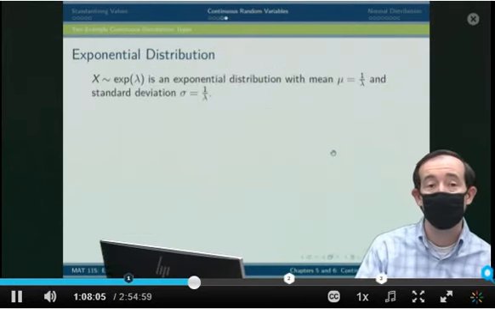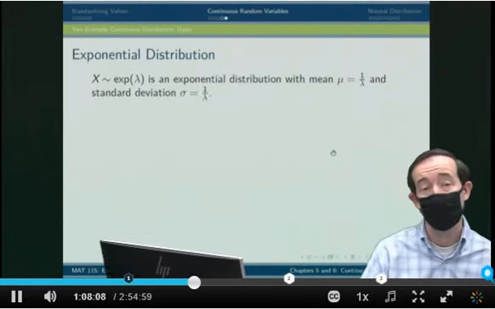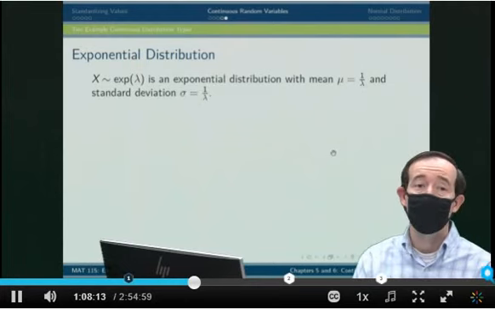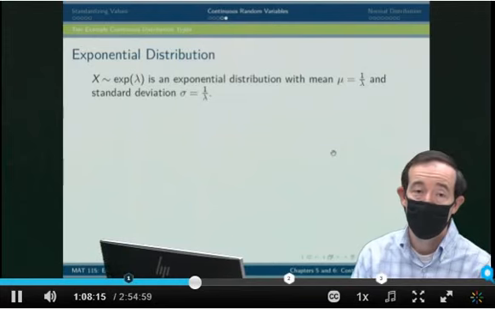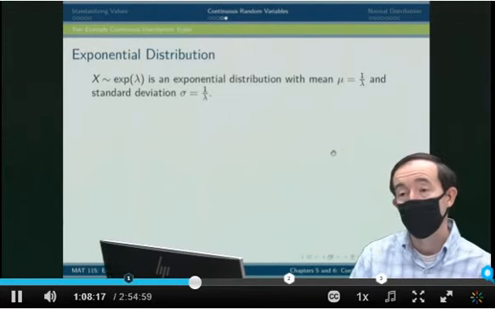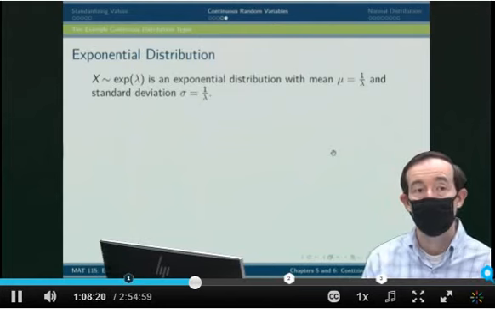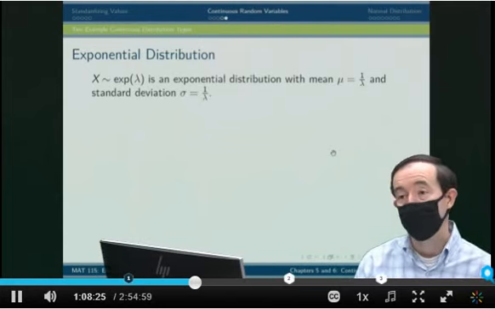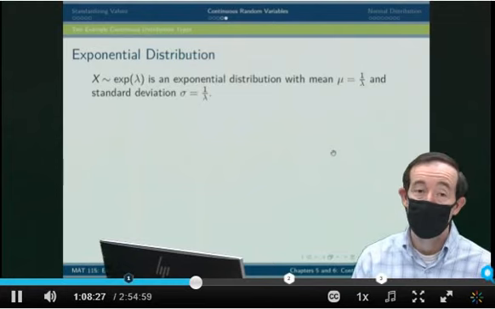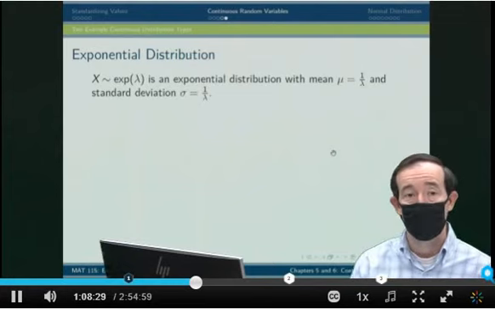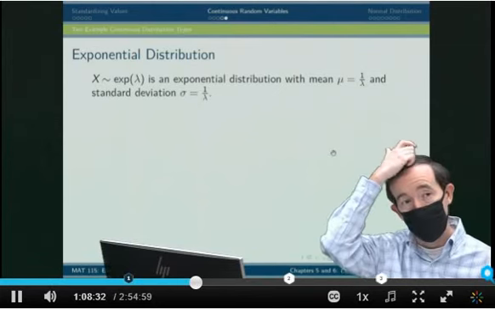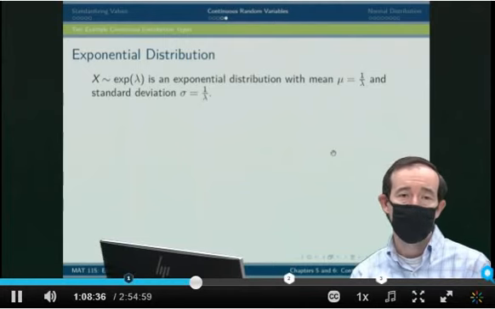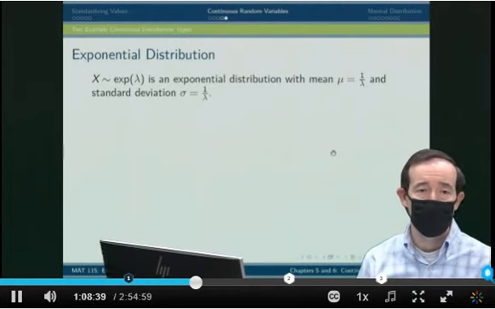He does, however, have an example for the exponential distribution, which is another type of continuous distribution. So this distribution has a single parameter called lambda. And if I have a random variable that's distributed like an exponential with parameter lambda, then the mean is 1 over lambda. And the standard deviation is also 1 over lambda. Okay? So this is kind of similar to what happens with the Poisson distribution, but it's a continuous one instead.